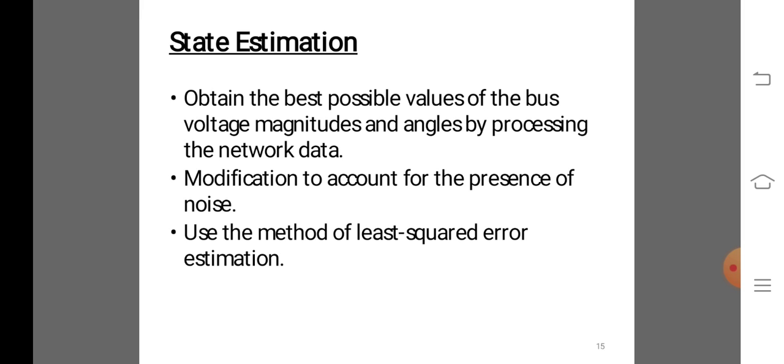State estimation always obtains the best possible values of the bus voltage magnitudes and angles by processing the network data. Modification to account for the presence of noise uses the method of least squared error estimation.